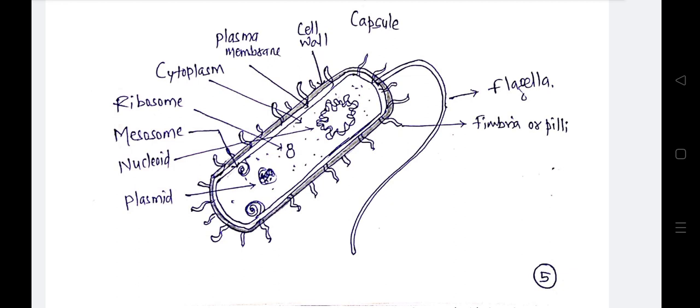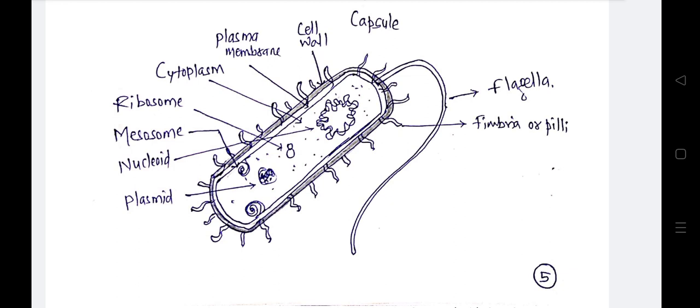The glycocalyx is an extracellular covering which is hygroscopic and made up of polysaccharide and polypeptide. It protects the bacteria from desiccation.